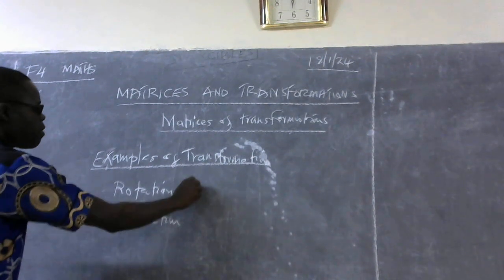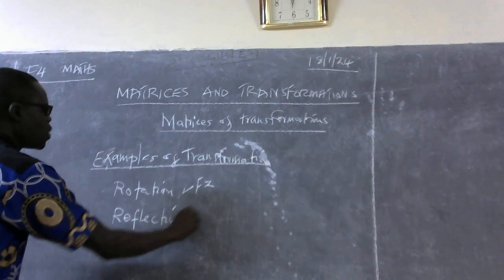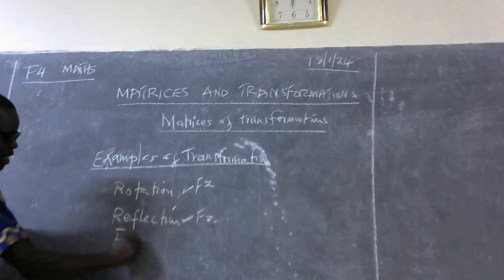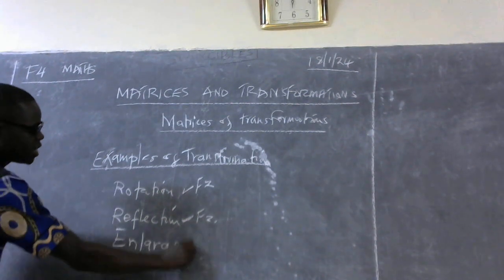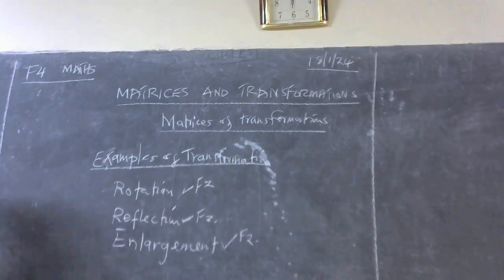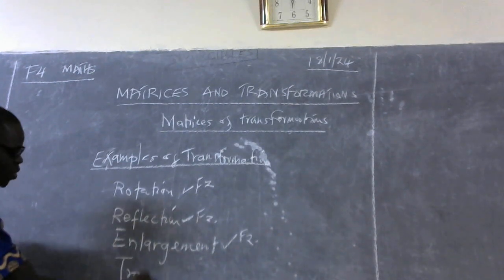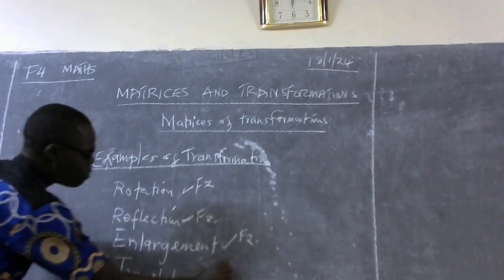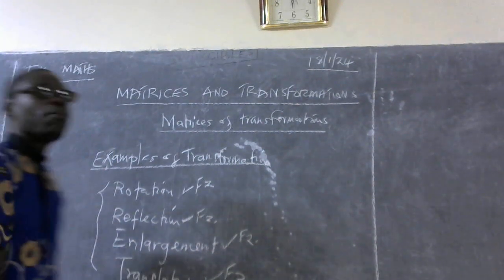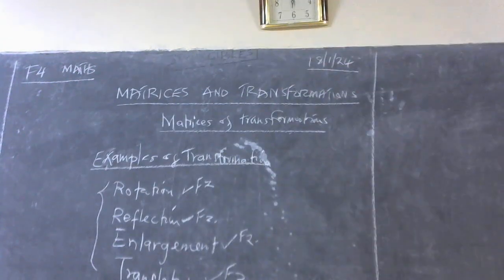Reflections, this one we did in Form 2. Another one? Enlargement, similarity. So we talk about enlargement. Enlargement is also in Form 2. Is there another one we are forgetting? Translations. This one is also done in Form 2. So I think we have exhausted them, but we are using a Form 3 concept to work out these transformations.